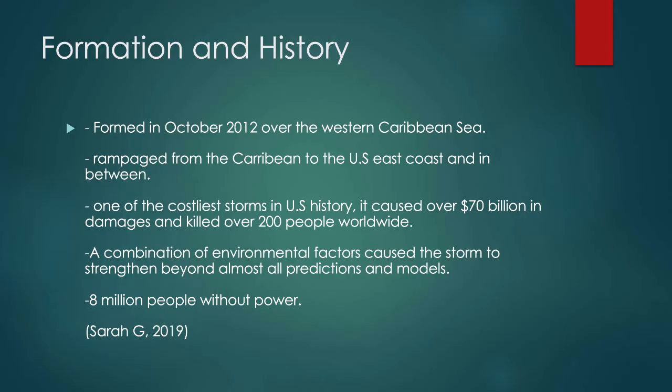So Hurricane Sandy formed in October 2012 over the Western Caribbean Sea, and it affected coastal communities from the Caribbean all the way along the U.S. East Coast, including New York and New Jersey. It was one of the costliest storms in U.S. history, causing over $70 billion in damages in the U.S. alone, as well as killing over 200 people worldwide.